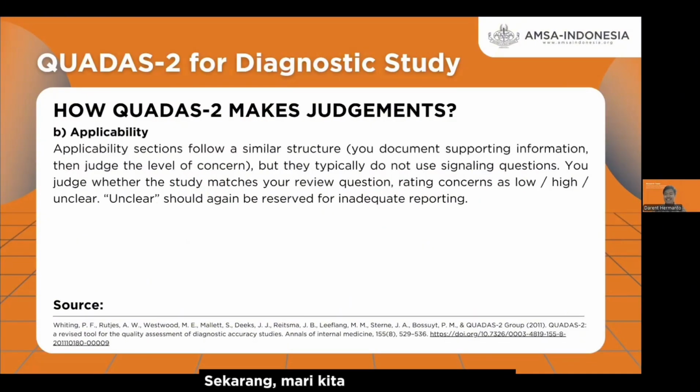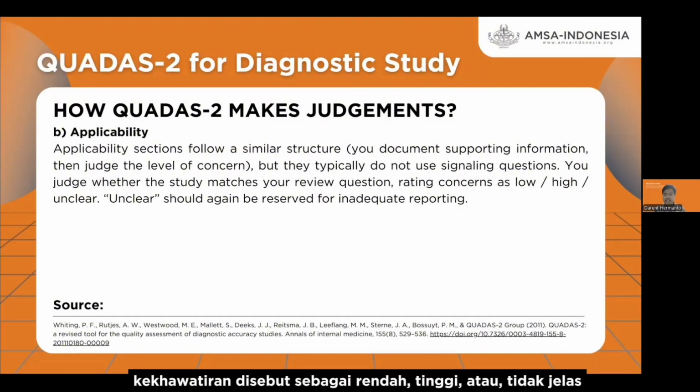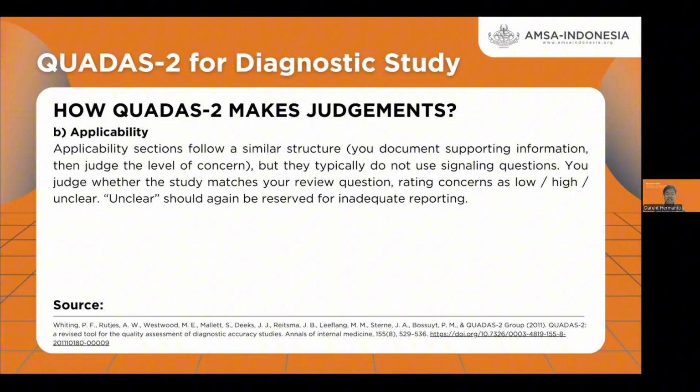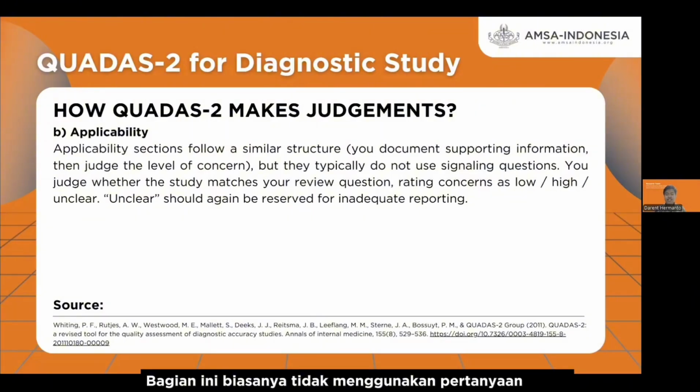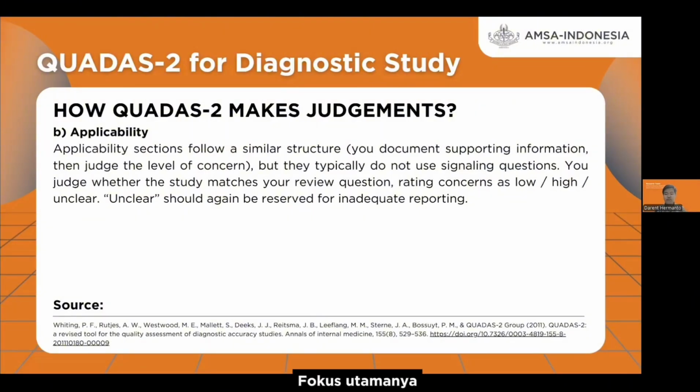Now let's assess applicability. The assessment of applicability follows a similar structure where you document supporting information and judge the level of concern as low, high, or unclear. However, unlike risk of bias, this section typically does not use signaling questions. The primary focus is simply whether the study characteristics match your specific review question.